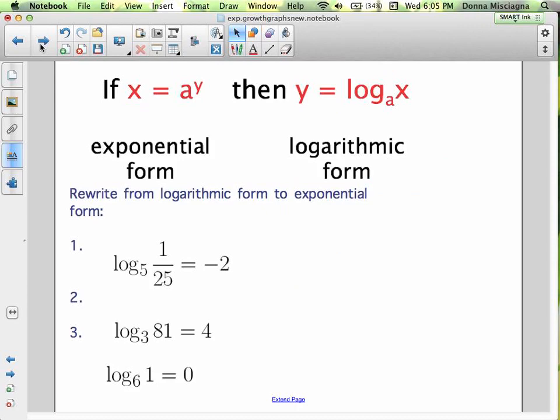Here we're just going to rewrite again. So if x equals a to the y, x here is the base, a is the base.